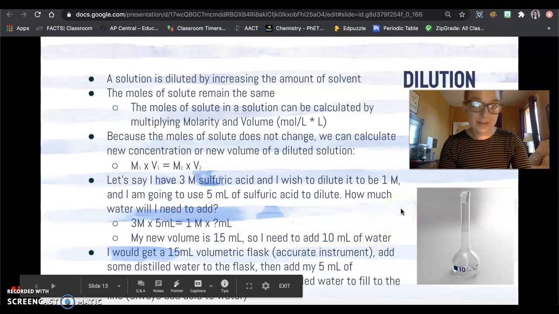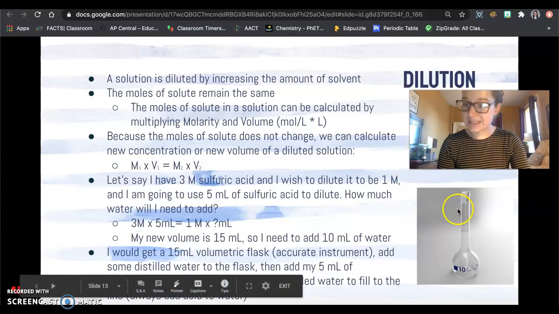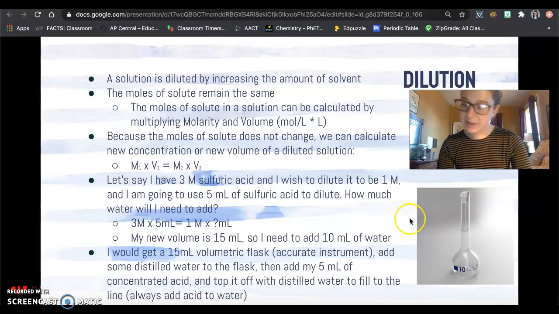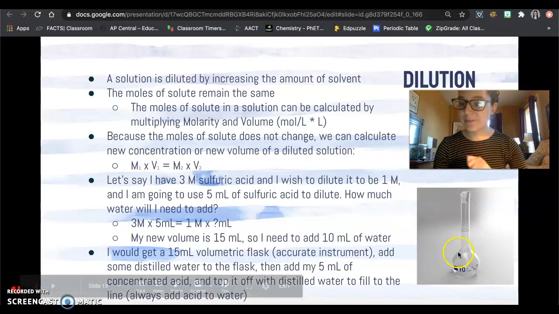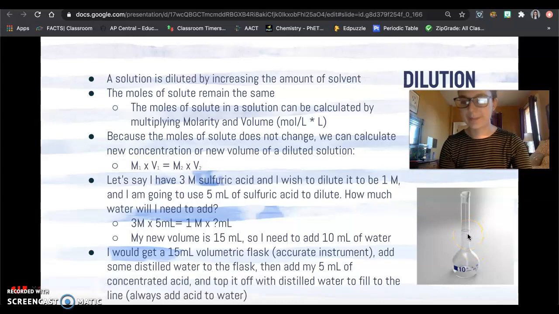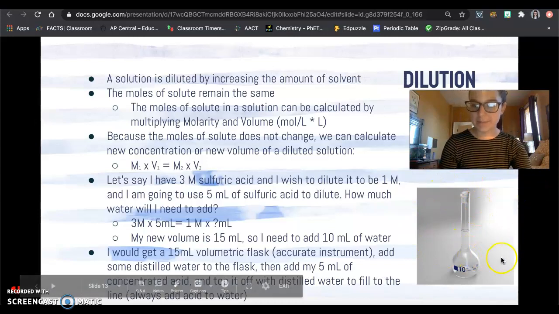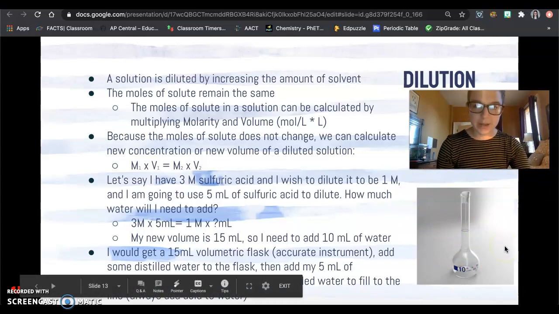So what I would do in the lab to do this is I would get a 15 milliliter volumetric flask. This is what a volumetric flask looks like. It is a very precise instrument, but it's only precise for 1 volume. This image is only precise for 10 mils. So I want one with 15 mils, which I don't even think I have one of, but I'm sure they make them. And I would be using a 15 mil volumetric flask. Again, probably the most accurate instrument you have for making a solution.